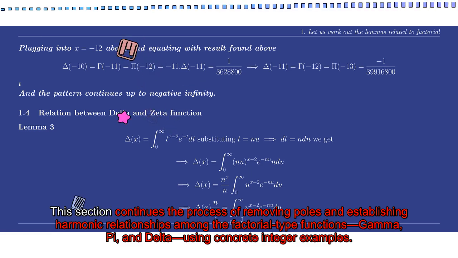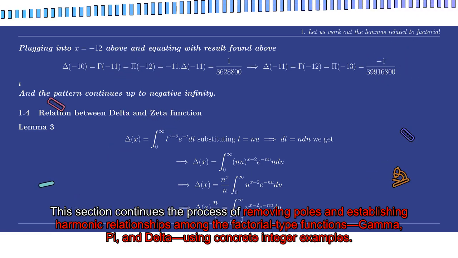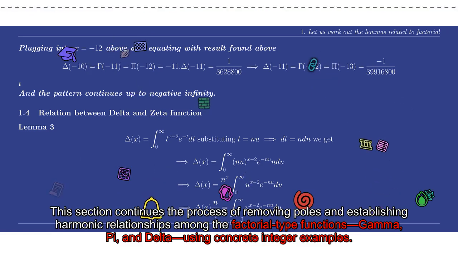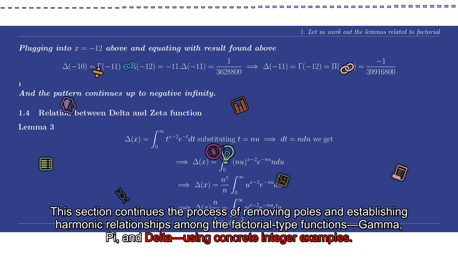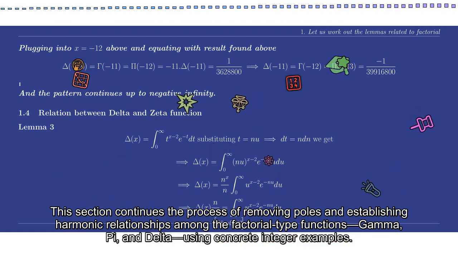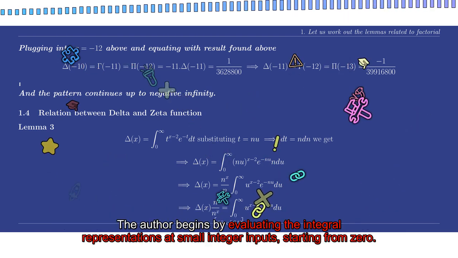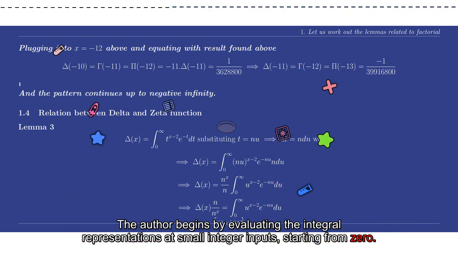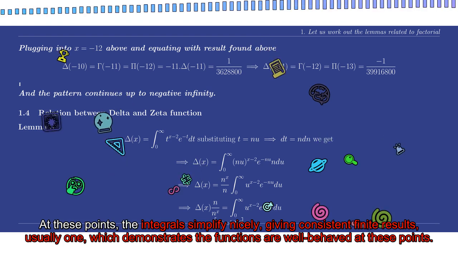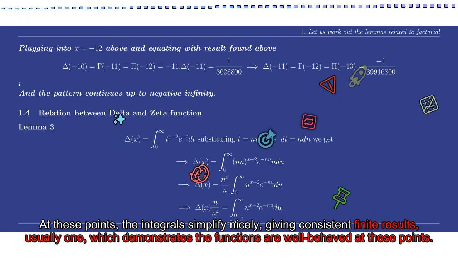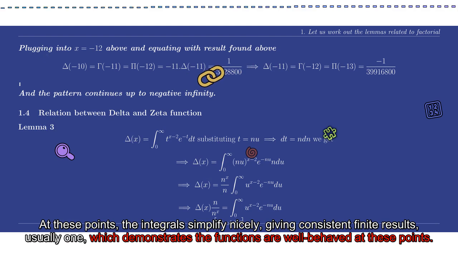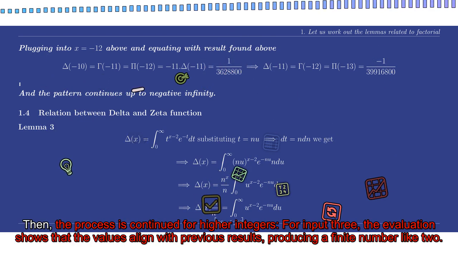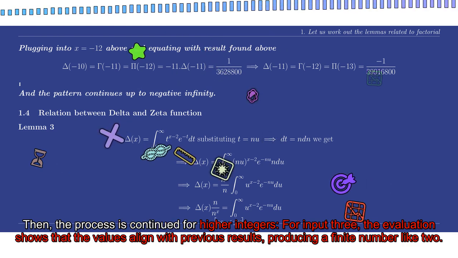This section continues the process of removing poles and establishing harmonic relationships among the factorial type functions gamma, pi, and delta using concrete integer examples. The author begins by evaluating the integral representations at small integer inputs, starting from 0. At these points, the integrals simplify nicely, giving consistent finite results, usually 1, which demonstrates the functions are well behaved at these points. Then, the process is continued for higher integers.